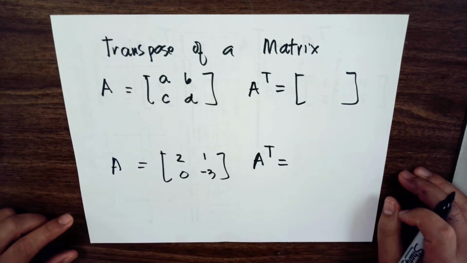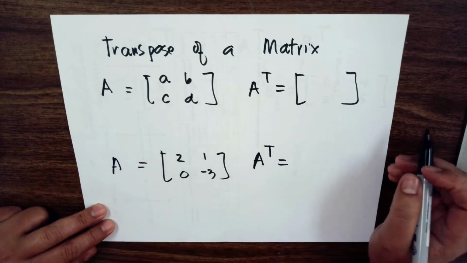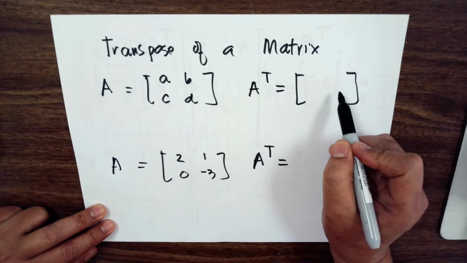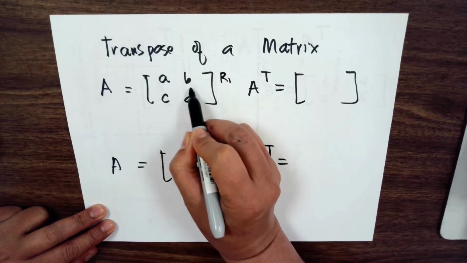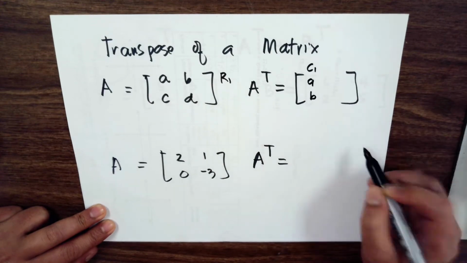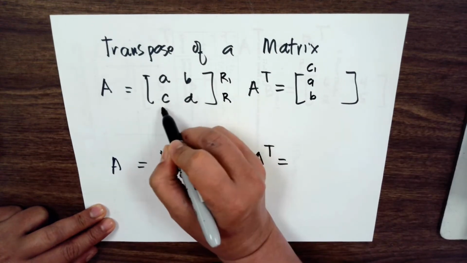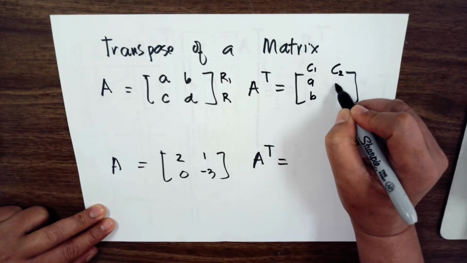We will be discussing the transpose of a matrix. Simply put, you will just have to put the rows to columns. For row 1, the elements are A, B, they become the elements of column 1. For row 2, whose elements are C, D, they become the elements of column 2.